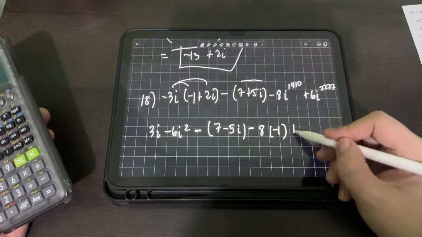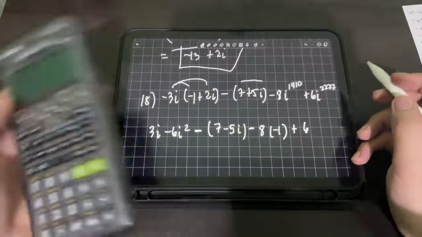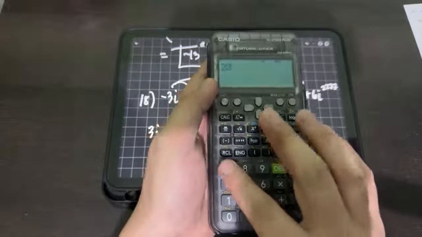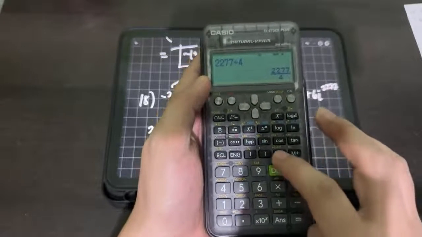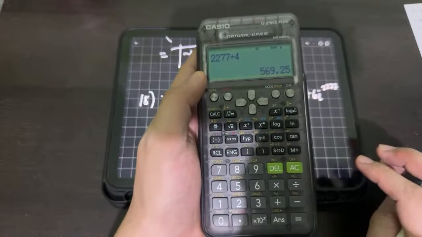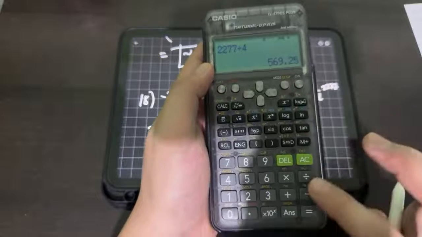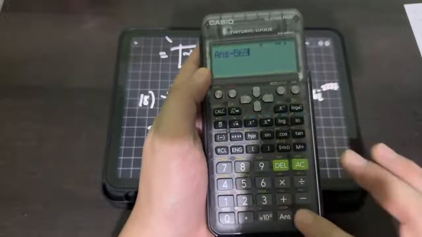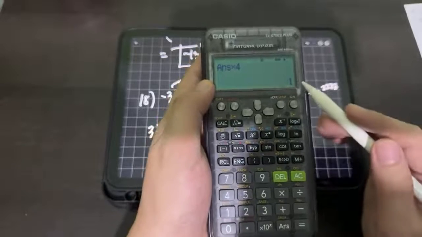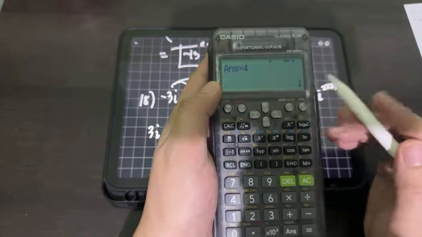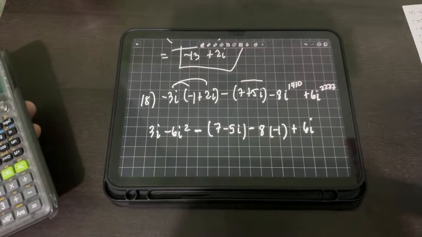Okay? Plus 6i to the 2277. So 2277, let's divide by 4. Okay? Transform to decimal, press this button. Okay, subtract the whole part, 569. So minus 569, then times 4. Okay, the remainder is 1. When the remainder is 1, it's equivalent to i based on the pattern.